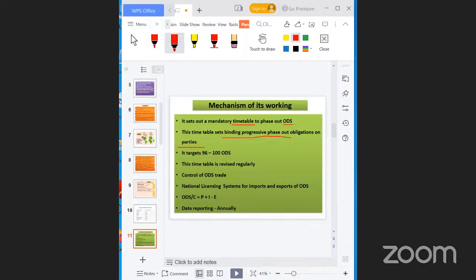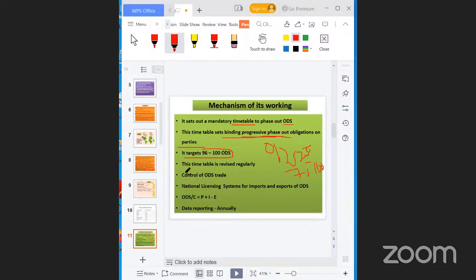So it means it will ask a particular party to reduce a particular ODS consumption slowly and steadily. First you reduce the ODS consumption by 25%, then maybe 75%, and then completely freeze the consumption by reducing it to 100%, right? So that's how it gives a progressive phase out timetable. The Montreal Protocol targets 96 to 100% ODS.